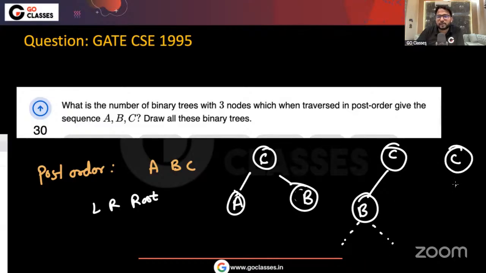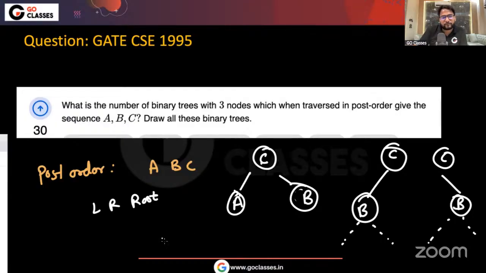Similarly, C is here, and then this whole AB thing, instead of on the left, is on the right, and the root will be B only. So B is the root here on the left, right. Basically there are two possibilities here, two possibilities here, one possibility here. So total five. Understood.